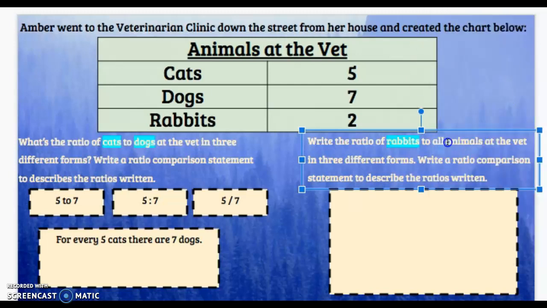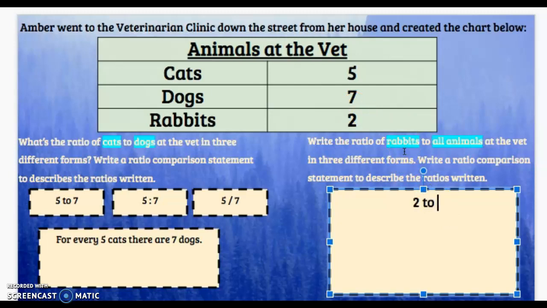The next question says, write the ratio of rabbits to all animals at the vet in 3 different forms. Then write a ratio comparison statement to describe the ratios written. Okay, so rabbits to all animals. So how many animals are there in all at the animal clinic?